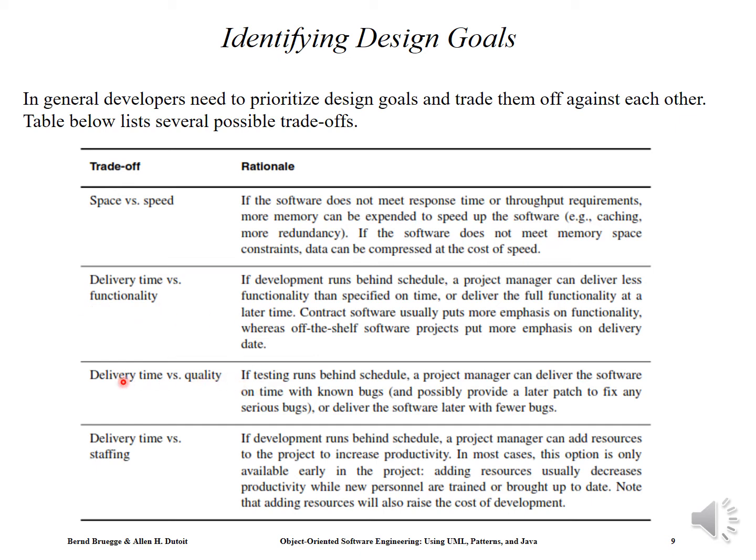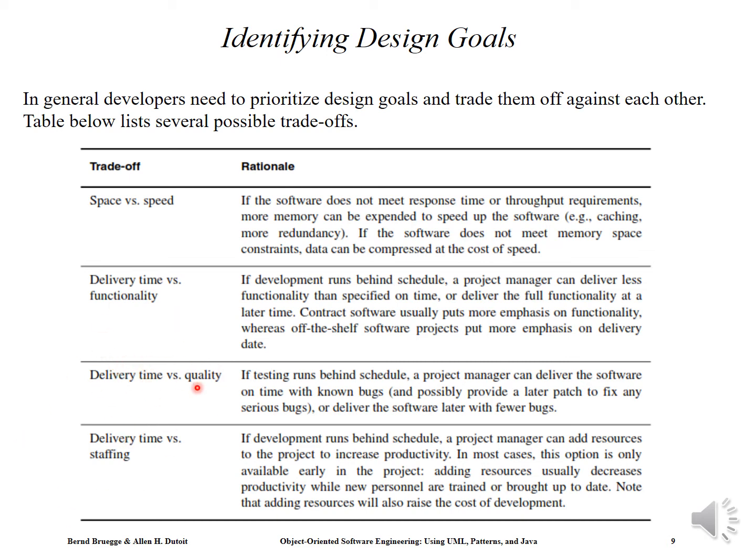The next is delivery time versus quality. If the time to hand over the software to the client is fixed, the project manager can deliver the software on time with known bugs, without completing the testing. Again there is a trade-off: if you want to achieve this, you have to compromise on quality. Or if you want to achieve high quality, you have to compromise on delivery time.